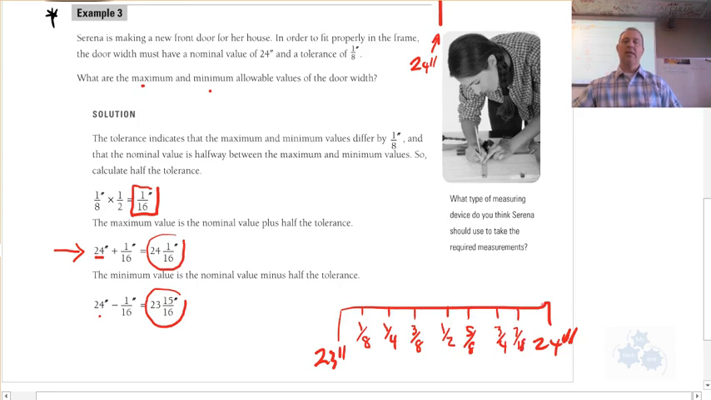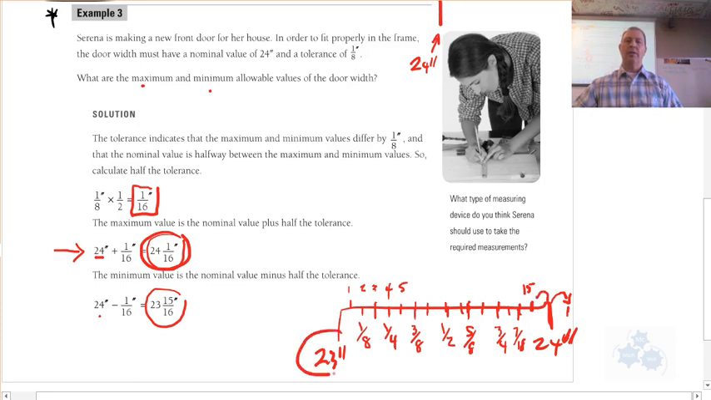Now if you're taking a 16th away, okay, so look at this. This is 1/16, 2/16, 3/16, 4/16, 5/16, 6, 7, 8, 9, 10/16, 11, 12, 13, 14, 15/16, and then a whole inch would be 16/16. Okay? So if you add a 1/16 of an inch to 24, that gets you to 24 and 1/16. If you subtract 1/16, now you have 23 and 15/16. That's where you end up.